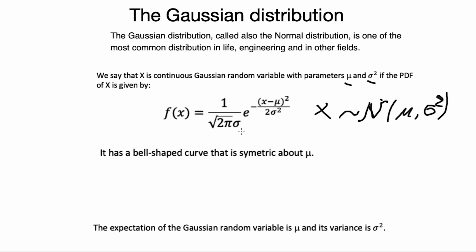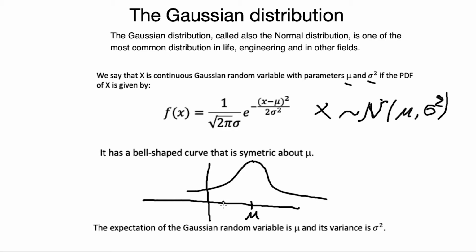So the curve of the Gaussian distribution looks like that, so it is bell-shaped. If we have mu here, it is symmetric about mu. Its value here is mu minus sigma, so it is sigma, not sigma squared, and it is the standard deviation, and here is mu plus sigma, and this value is mu plus 2 sigma, and here it is mu minus 2 sigma.